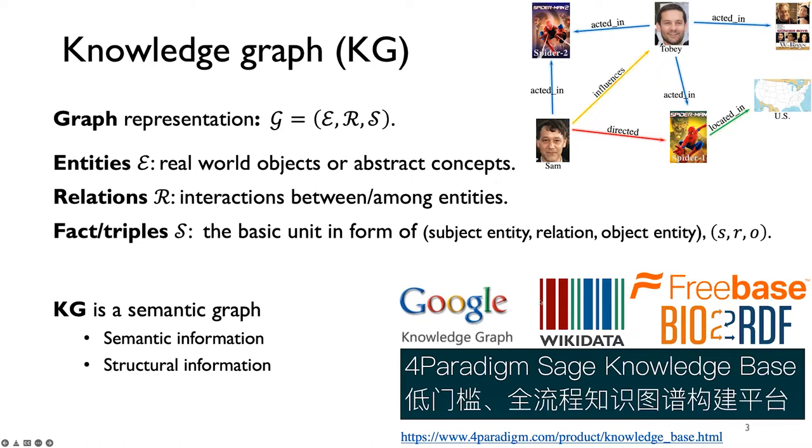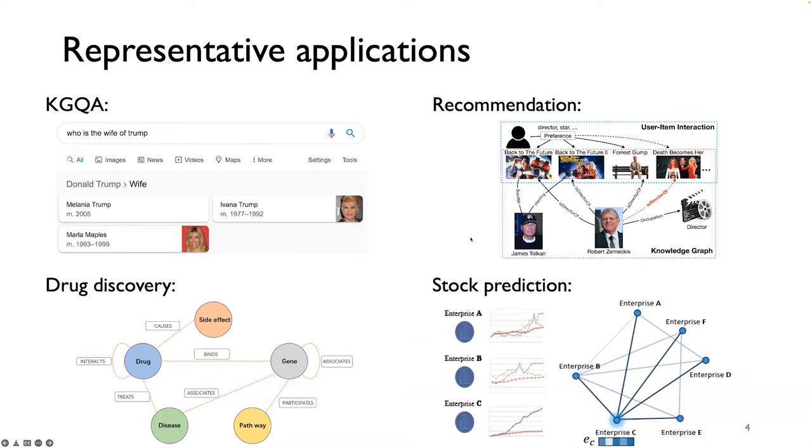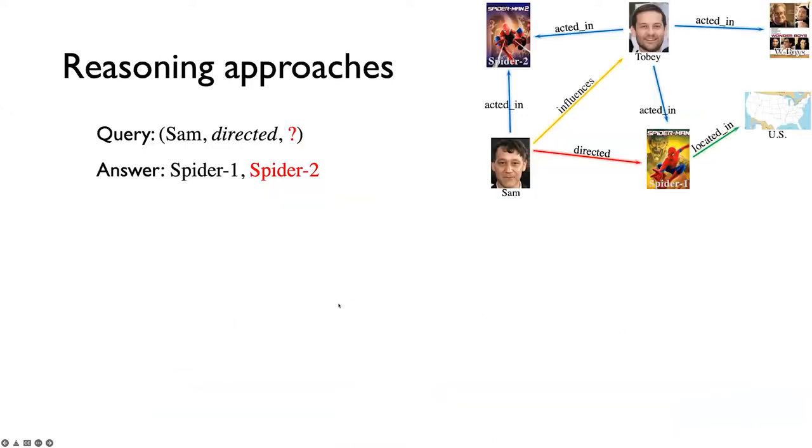Here are several representative KGs in the industry. KG reasoning has benefited many applications such as question answering, recommendation, biology research, and stock prediction, etc. Knowledge graph reasoning is a process to reason about new facts based on the known facts in knowledge graphs. For example, given the query entity Sam and the query relation directed, our goal is to infer the answer entity Spider 2 given the evidences in the KGs.